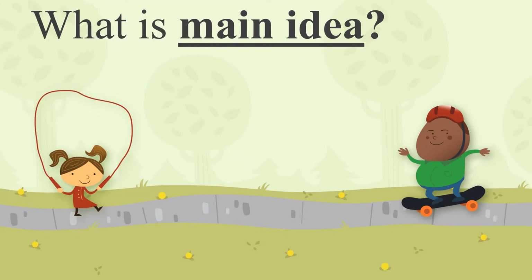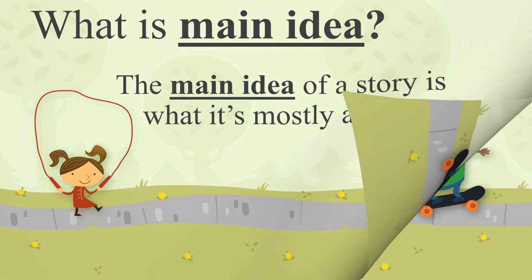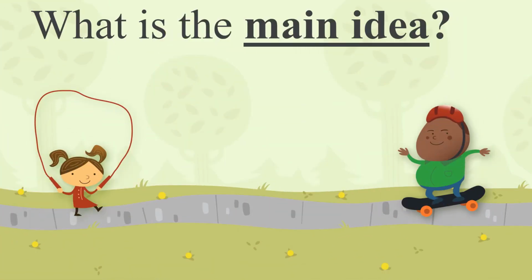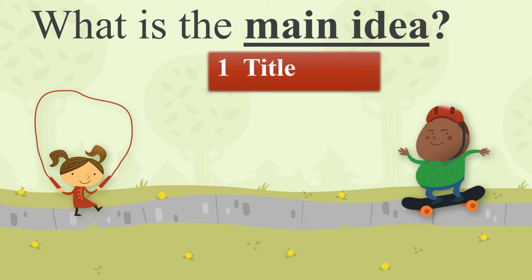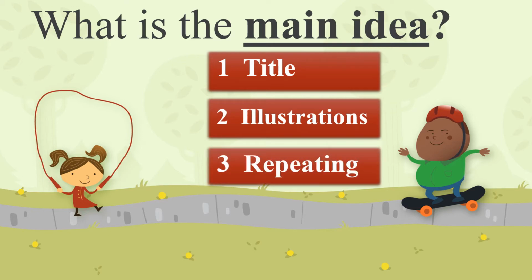What is main idea? The main idea of a story is what it's mostly about. There are a few things that you can pay attention to in a story to figure out the main idea. Some of those things are the title, any illustrations that go with the text, and any words that the author might be repeating over and over again.